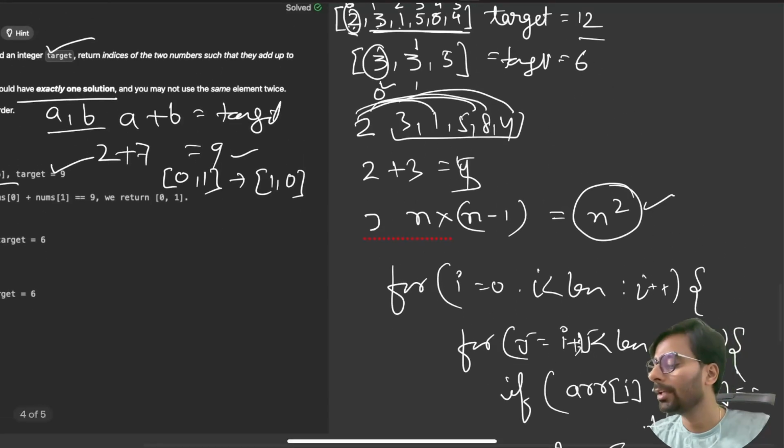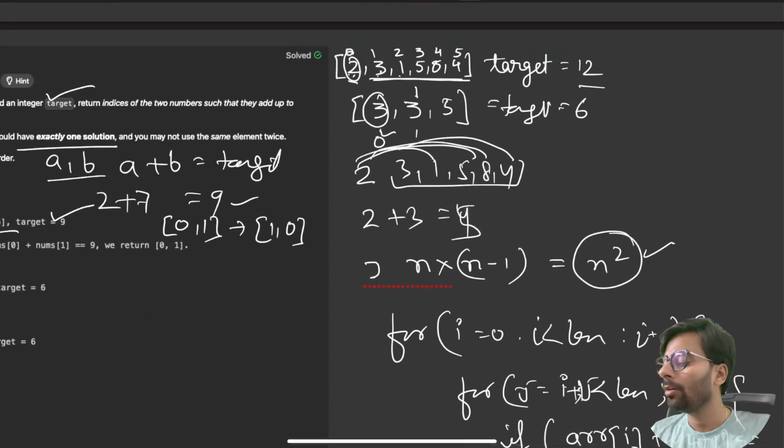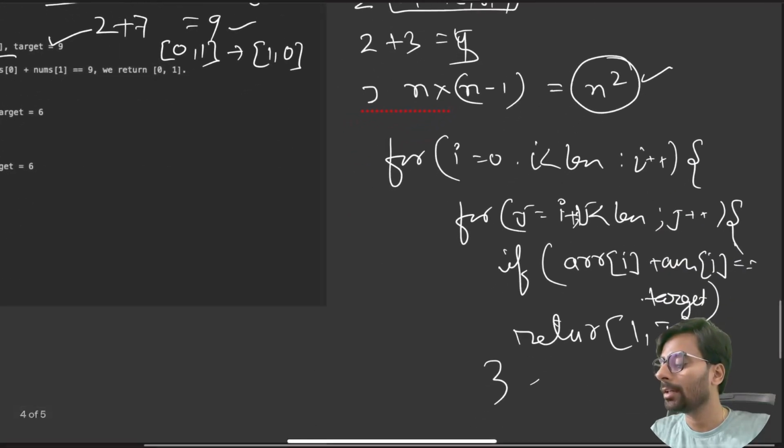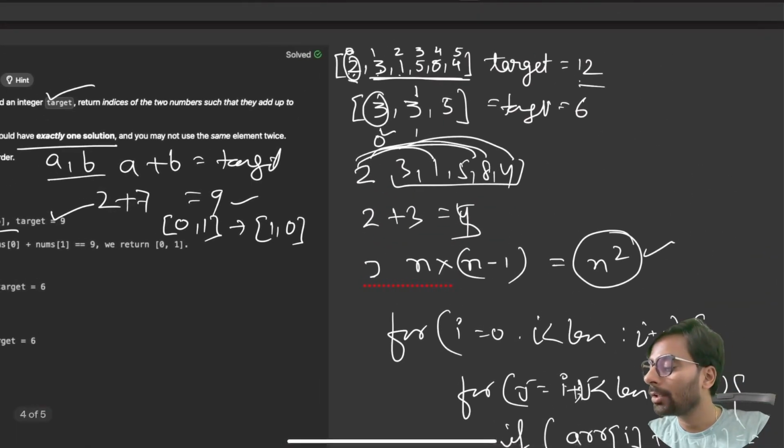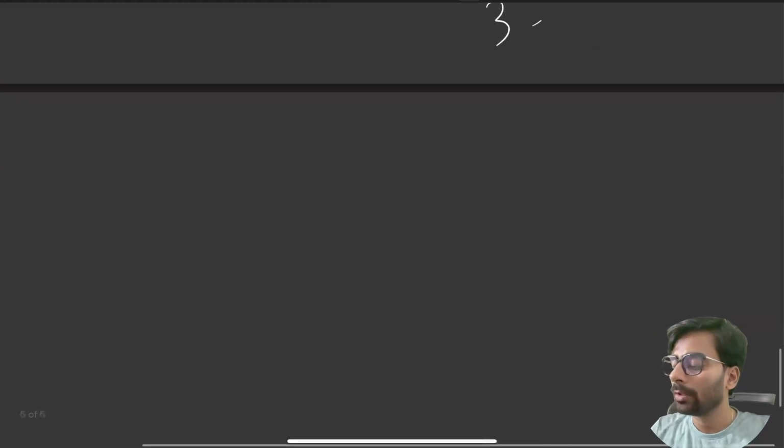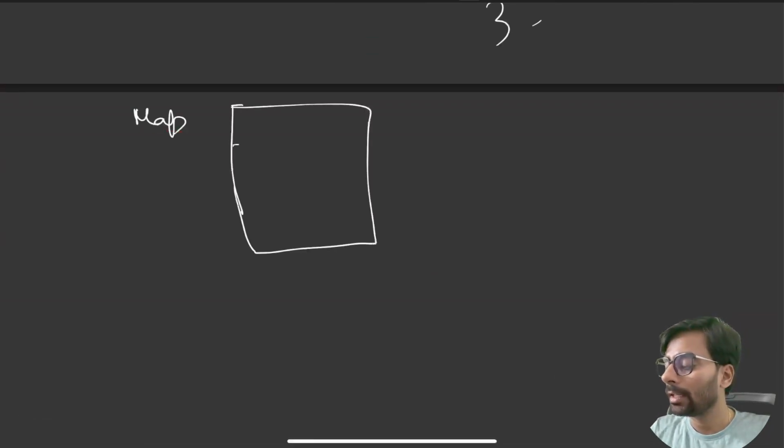What can we do better? One thing you might have observed is that if we know whatever has occurred already, whatever numbers we have traversed before, we can use that to our advantage. Let's say we have to find target 12, and right now I am at 2. If I have 10 already before, I can easily find out that we can get 12 from here, right? So we can maybe store it in some data structure called a map. The map will store the number and the index as a key value pair.